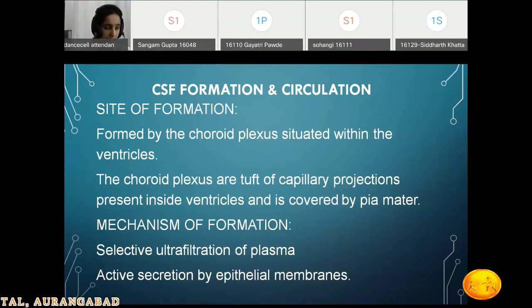They are secreted within the lateral ventricle, then they go into the third ventricle via the foramen of Monro, then they enter via the Sylvian aqueduct into the fourth ventricle, then via the foramina of Luschka and the foramen of Magendie, they enter the central spinal canal. So the mechanism of formation is by selective ultrafiltration of plasma, and there is also active secretion by epithelial membranes.